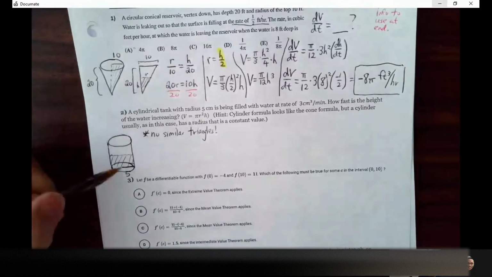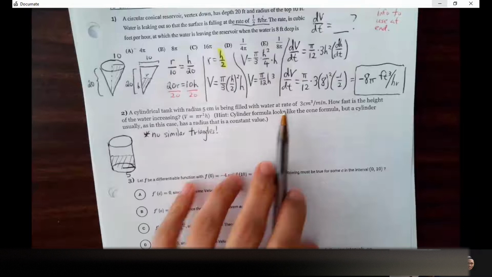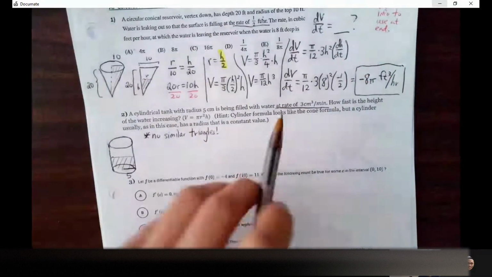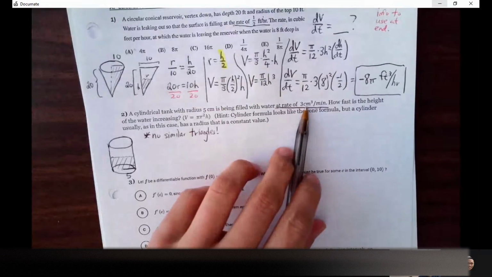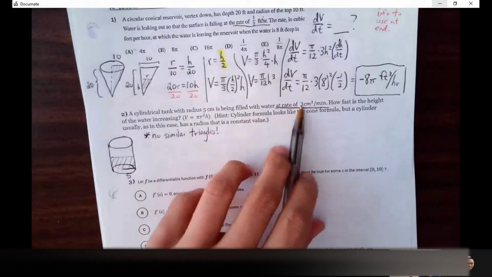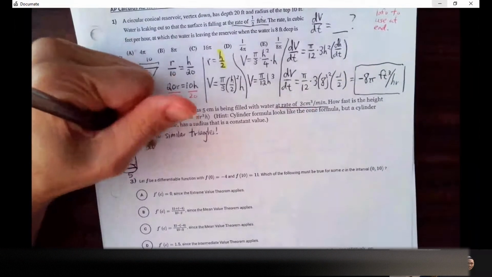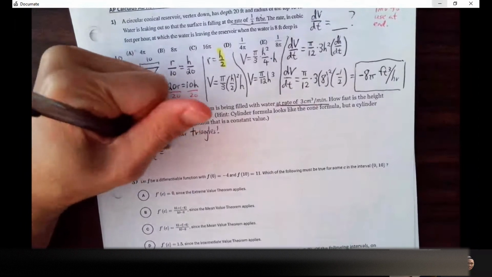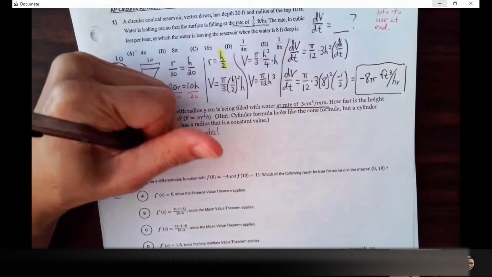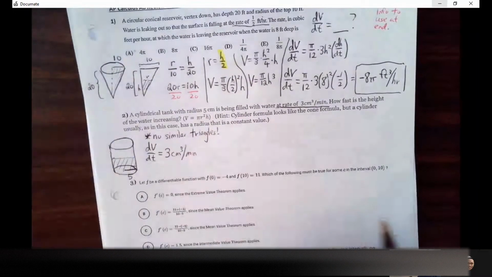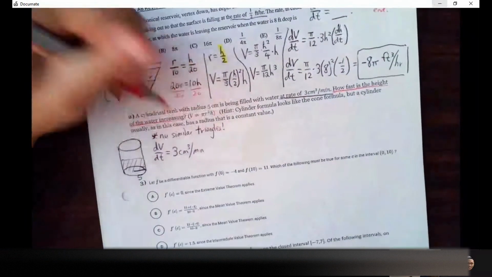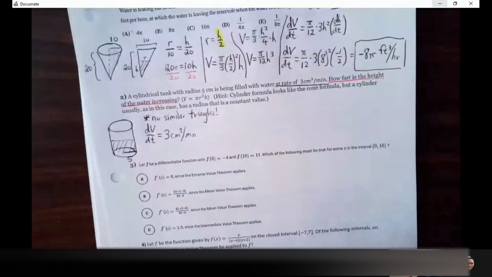Okay, let's gather some information here. We have a cylindrical tank with a radius of 5 being filled with water at a rate of 3 cubic centimeters per minute. We know that is referencing volume. So dV/dt, and water is being filled, so we know it's going to be a positive rate. So I'll say dV/dt is a positive 3 cubic centimeters per minute. How fast is the height of the water increasing? We see the word height, but we see rate of change involved, so we know we're looking for dH/dt.